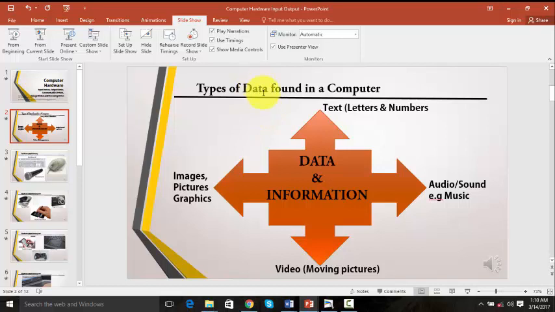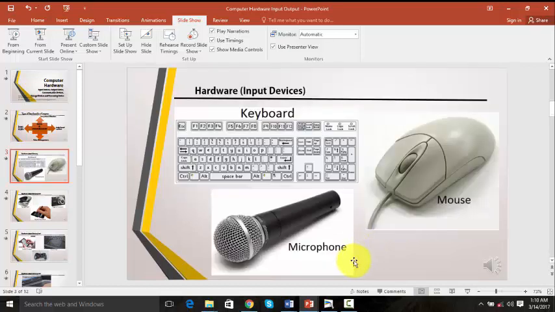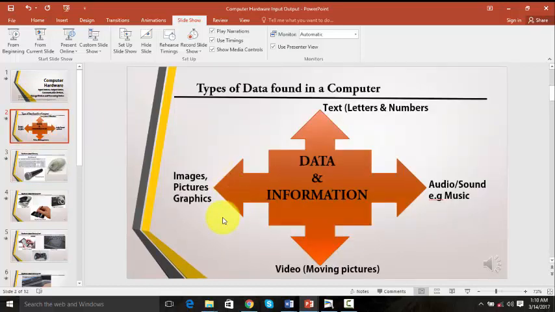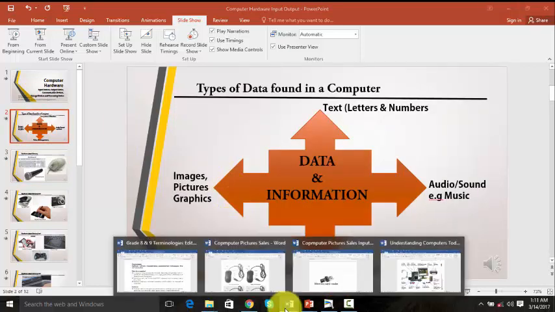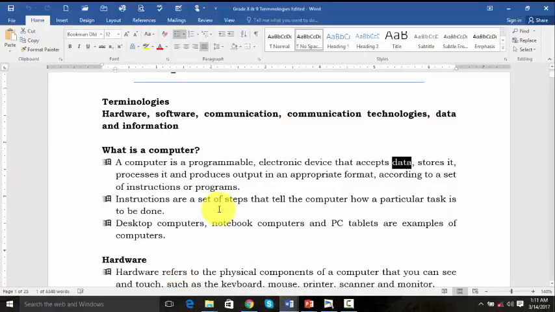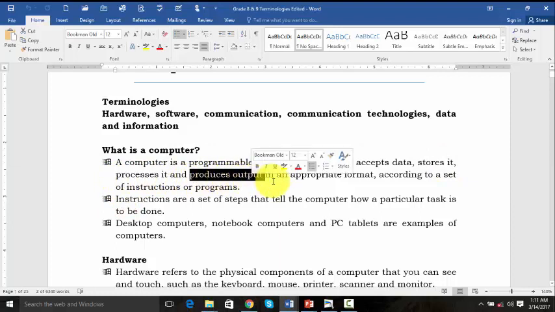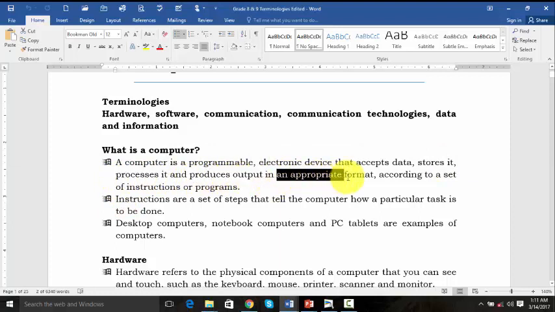And then under data here, we have got these words which are text. Then we have audio, we have video, then we have images. So now, we are saying a computer is a programmable electronic device that accepts text, audio, videos, and also images. And then it stores it.